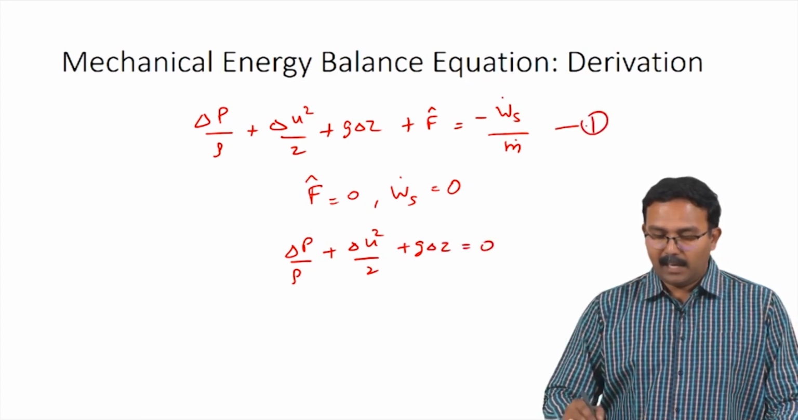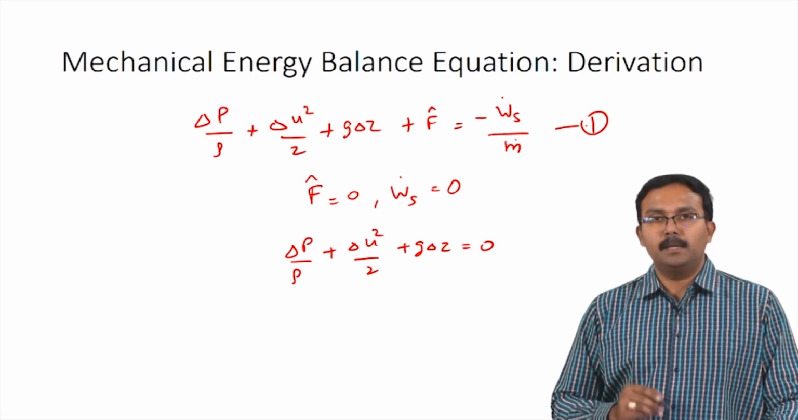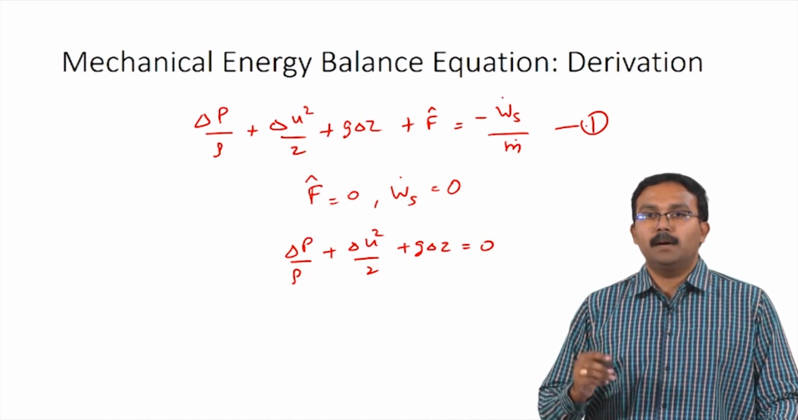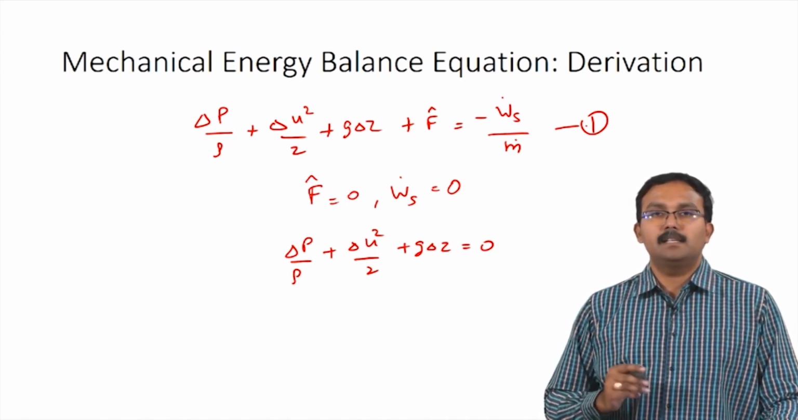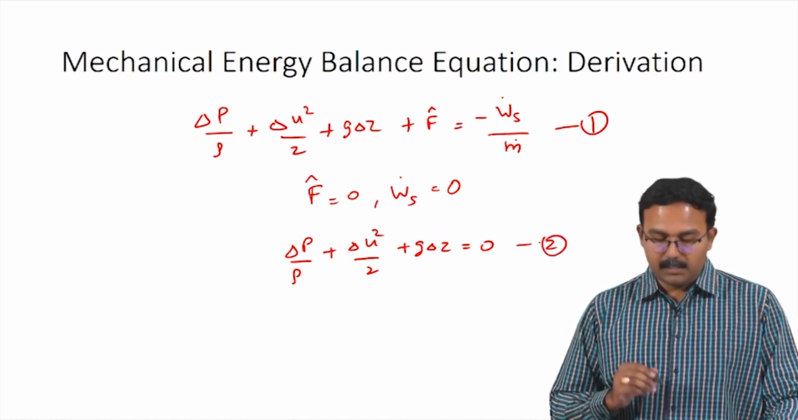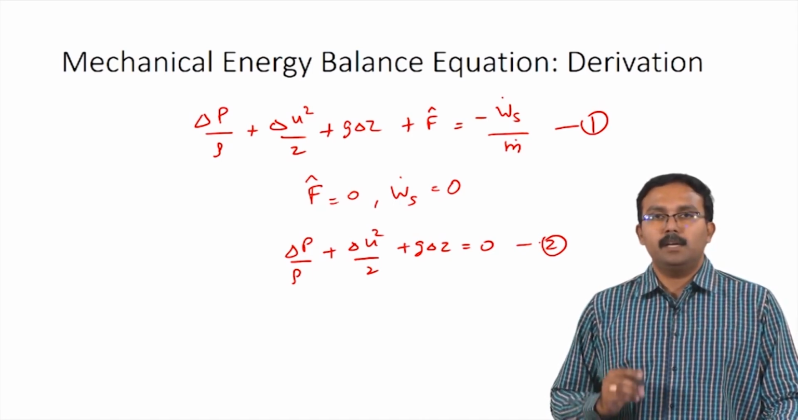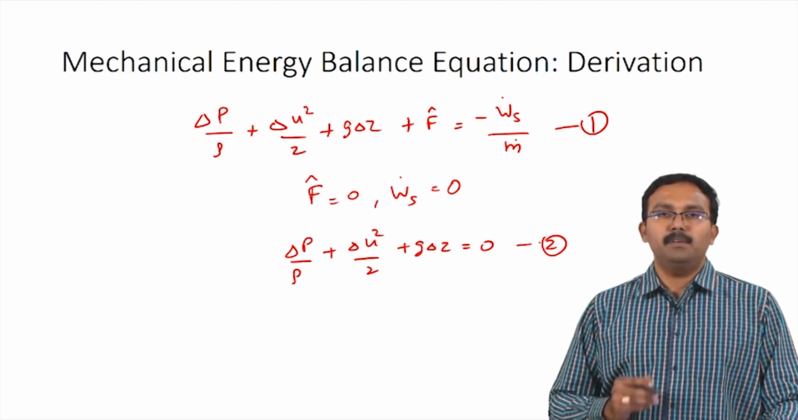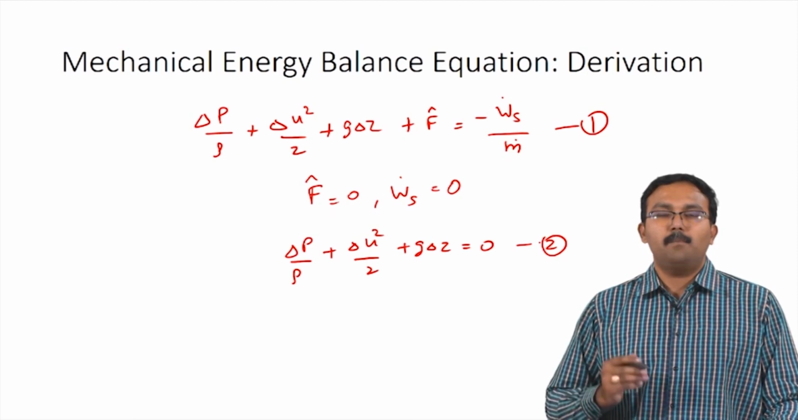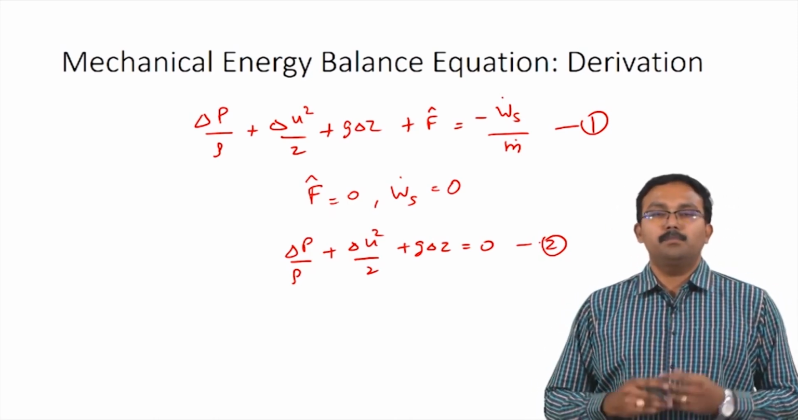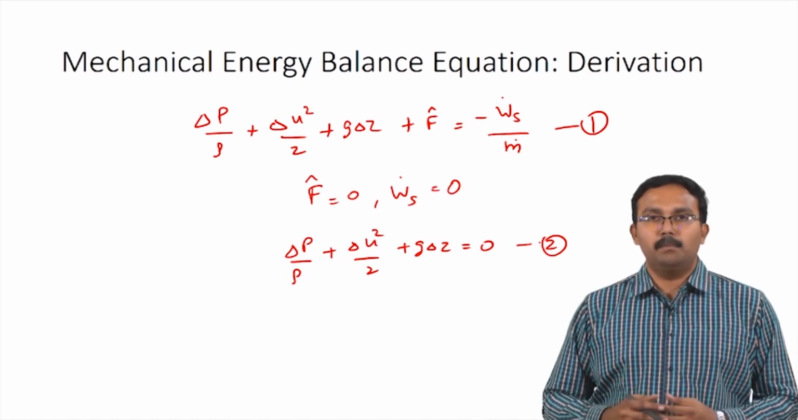The first equation we have here, which is delta P divided by rho plus delta U squared by 2 plus G delta Z plus F cap equals minus Ws dot divided by M dot, is called the general mechanical energy balance equation. The second equation, which is delta P divided by rho plus delta U squared by 2 plus G delta Z equals 0, is the Bernoulli's equation. It is a simplified form of the mechanical energy balance equation applicable to specific systems where there is no friction or shaft work. So, with this derivation we can move on to performing some mechanical energy balance problems.